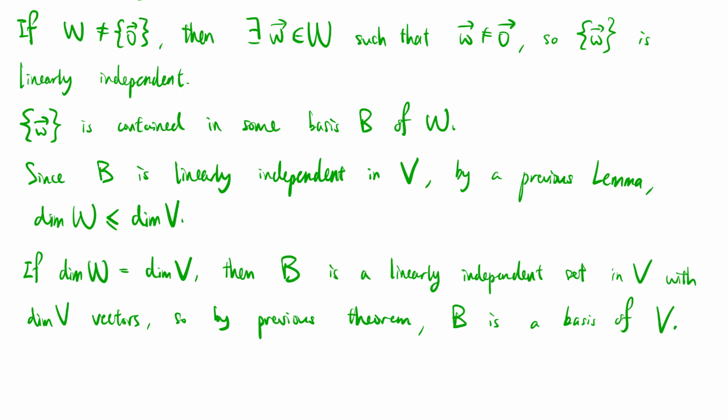Now, if the dimension of W equals the dimension of V, then B is a linearly independent set in V with the dimension of V number of vectors. So by the previous theorem, B is a basis of V. Then W, which equals the span of B, is equal to V, and this completes the proof.